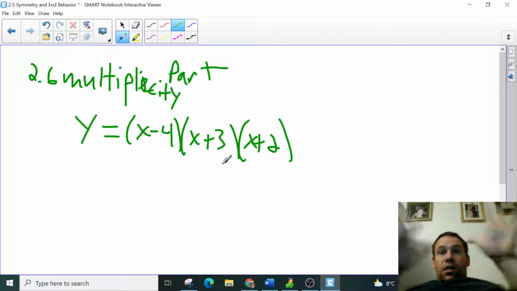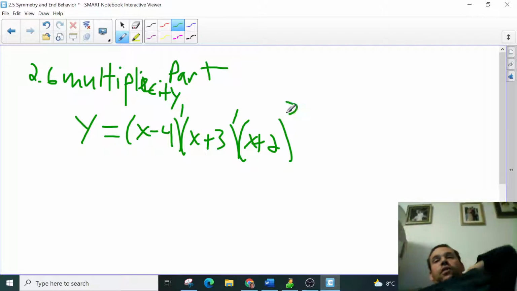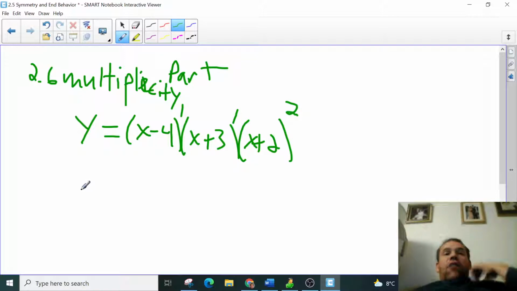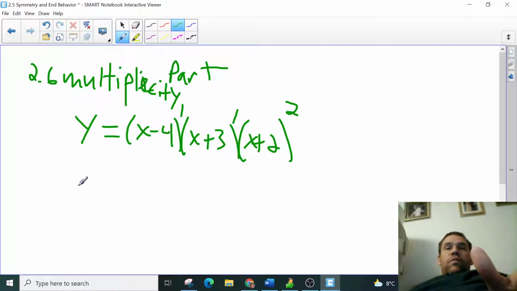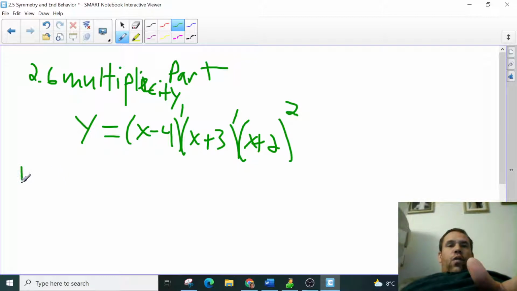Nice. Okay, now multiplicity part is the power in front, or the power at the end. So if this is x minus 4 to the first power, this is x plus 3 to the last power, and x plus 3 in the middle. Okay, and then I'll put a squared there. Cool. Okay, so basically this is how it rolls. So we're doing multiplicity. I think the first step on there is going to ask you for the leading term.